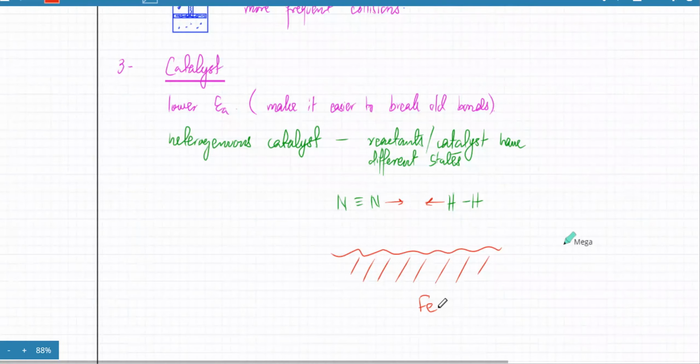does anyone know how iron actually makes it easier for these two molecules to break the old bonds? What does the iron do? It forms like weak bonds. Exactly. So what the iron does is it does a thing called adsorption. It adsorbs reactant molecules. And let me explain what that means, and why transition metals are such good catalysts.